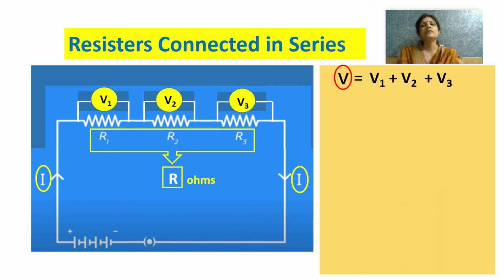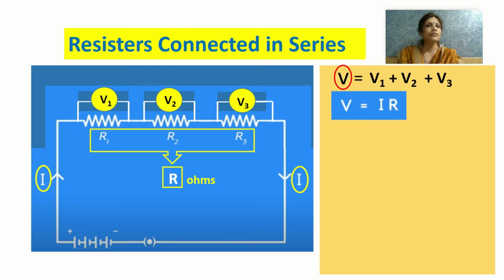So by using Ohm's law, I can make use of the formula V is equal to IR. V is the potential difference of the entire circuit, the battery which we have connected. The current flowing through the circuit remains the same. I can find out the value of R. But this R is for the whole circuit. This V is equal to IR is applicable for the entire circuit.